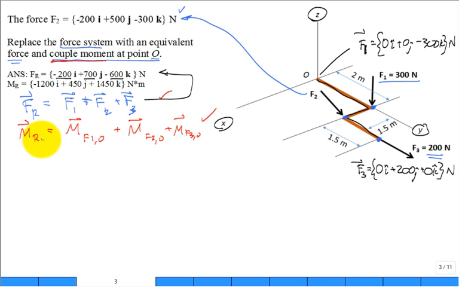Okay, now the harder part. I need to get that equivalent couple moment that I'm going to call a resultant moment applied at point O. Well, I need to calculate the moment that force 1 exerts. What is this equation? I'm just going to use r cross F. R1 cross F1, add to it R2 cross F2, add to it R3 cross F3.